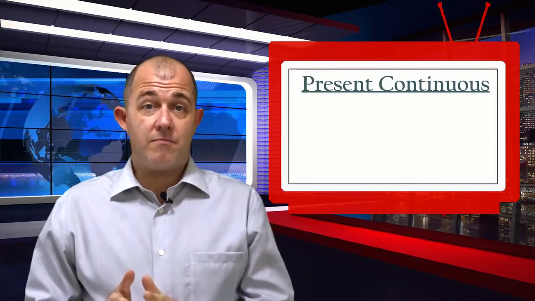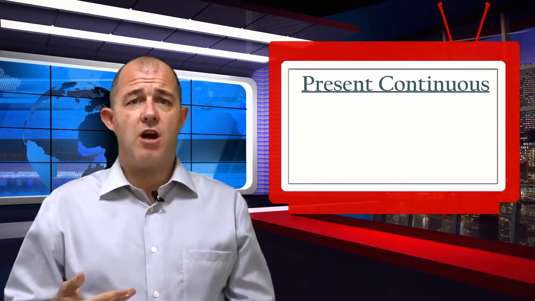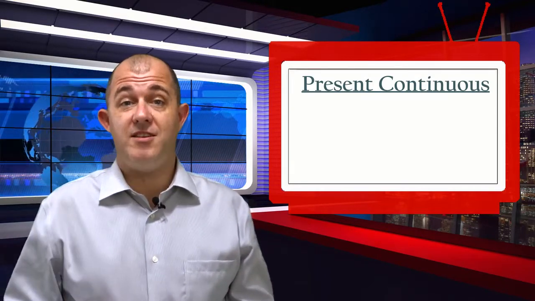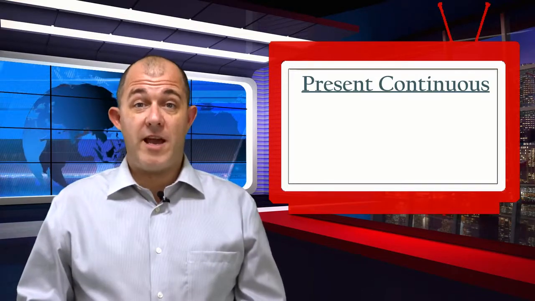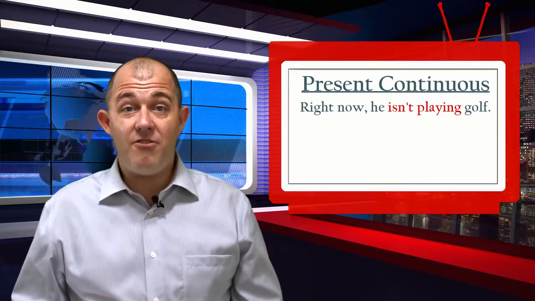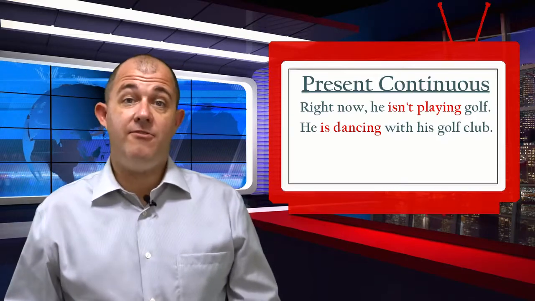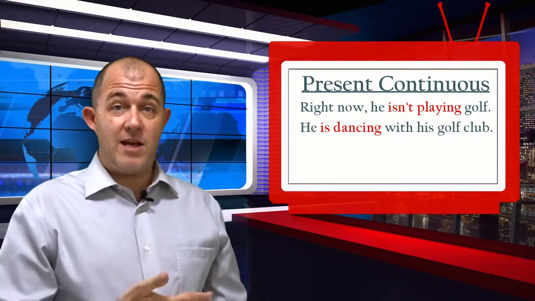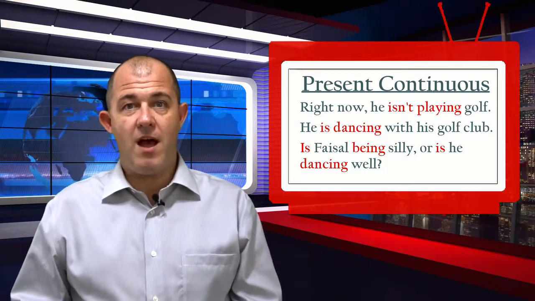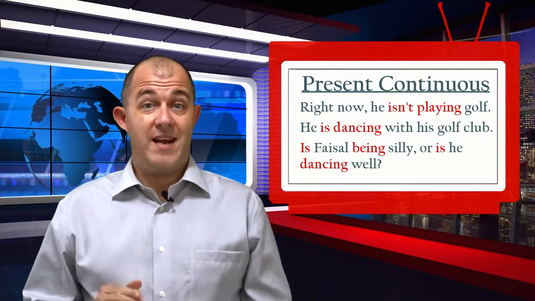We'll talk about simple present some more in a little while, but now let's go on and talk about present continuous a little bit, using the examples from the Faisal video. The first example we have from the video is, right now, he isn't playing golf. And then we have, he is dancing with his golf club. And then we have a question. Is Faisal being silly or is he dancing well? And that's up to you to decide. But we're going to look at these examples right now.